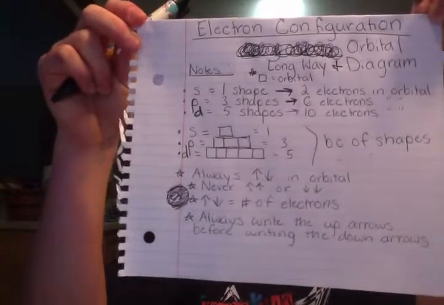A box equals an orbital, it represents the orbital, and S has 1 box because there's only 1 shape. P has 3 boxes because there's 3 shapes, and D has 5 boxes because there's 5 shapes. And when you write the number of electrons in the orbitals, you represent them with arrows, up and down arrows. And you always write the arrows up and down, never up, up, or down, down. And you always write the up arrows before writing the down arrows. So there's all the notes. You can pause it and copy it down if you want.